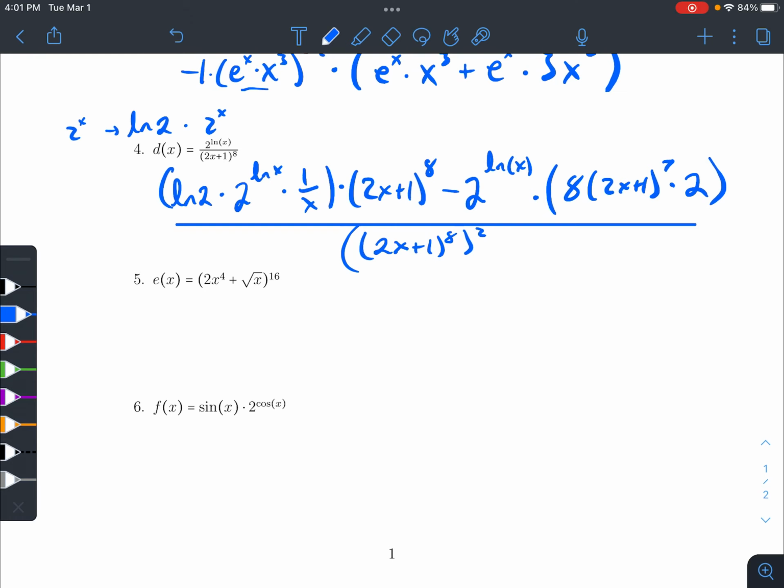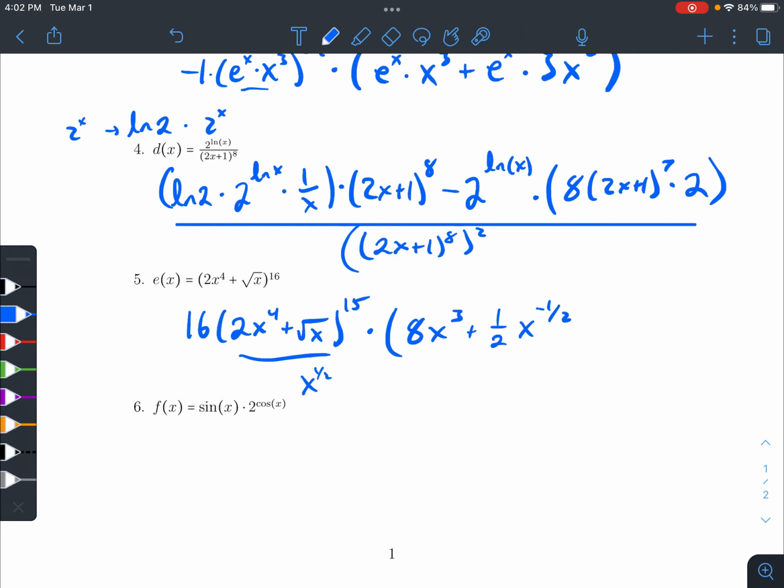This next one is going to be just a chain rule. So the derivative of something to the 16th power is 16 times something to the 15th power, and then times the derivative of that inside function. We need to have this all in parentheses here. So 2x to the 4th becomes 8x cubed. Square root of x, which is just x to the 1/2, becomes 1/2 x to the minus 1/2. And that, I believe, is our derivative, right?